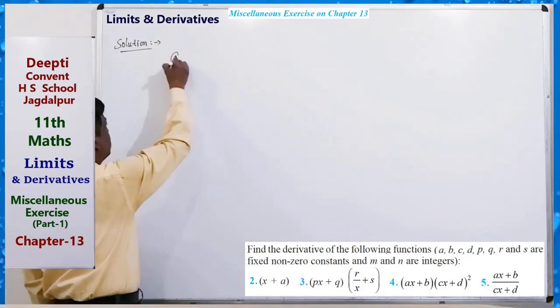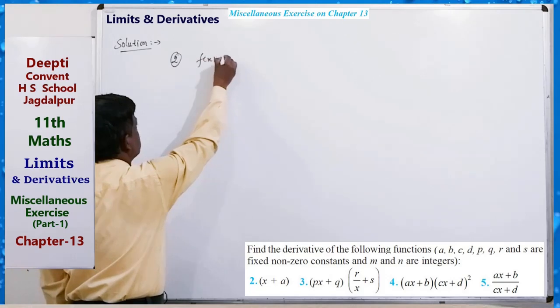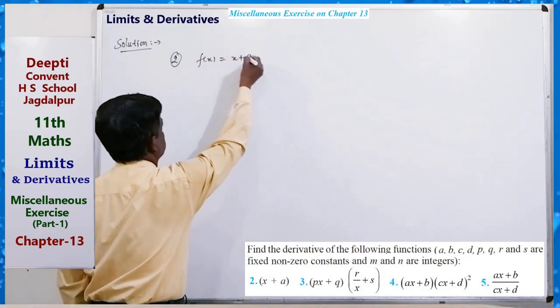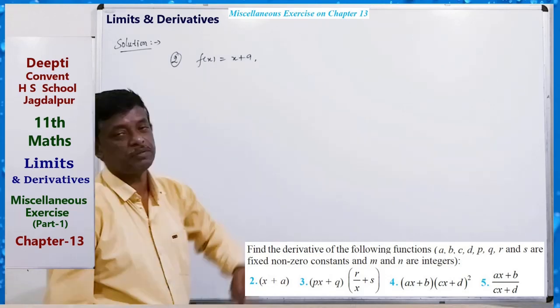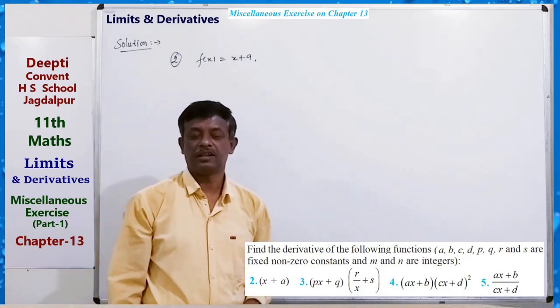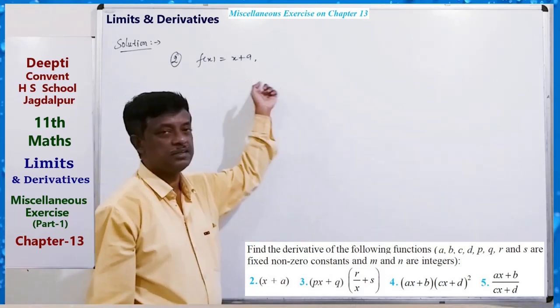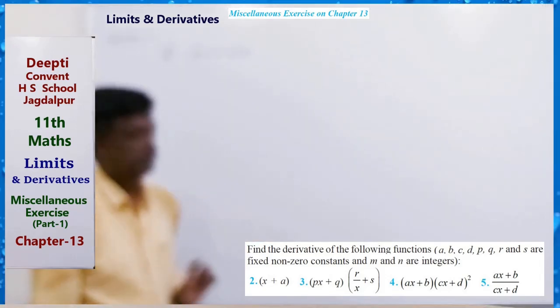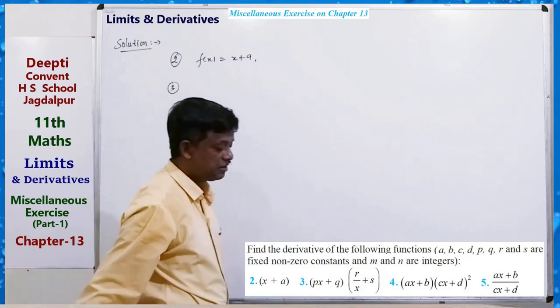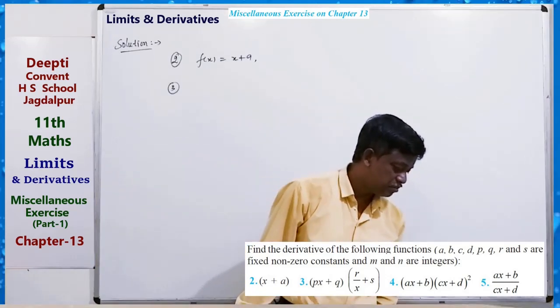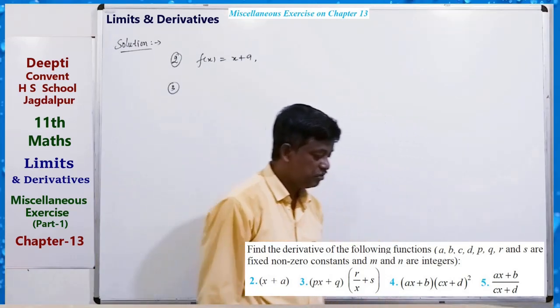Okay, so here is question second: finding the derivative of x plus a. Question second, f(x) equals x plus a. Very simple, we can use the first principle method also for this, and also the distributive property, and by using the x to the power n formula. Okay, question third. What is question third? The third question is a multiplication, (px + q).